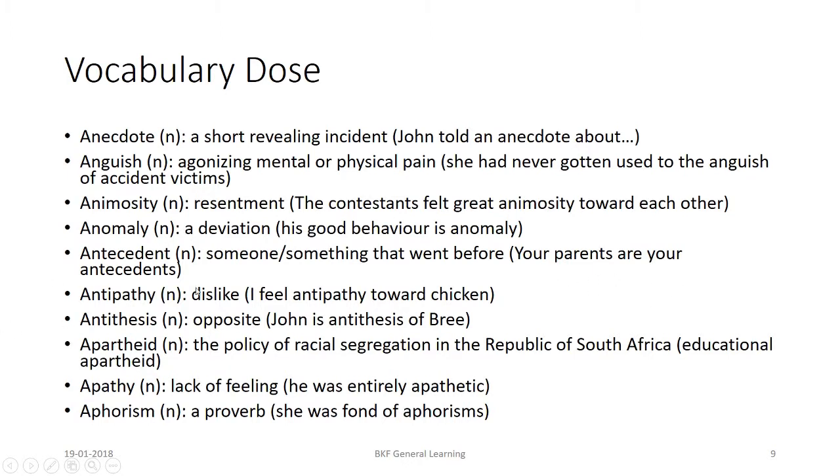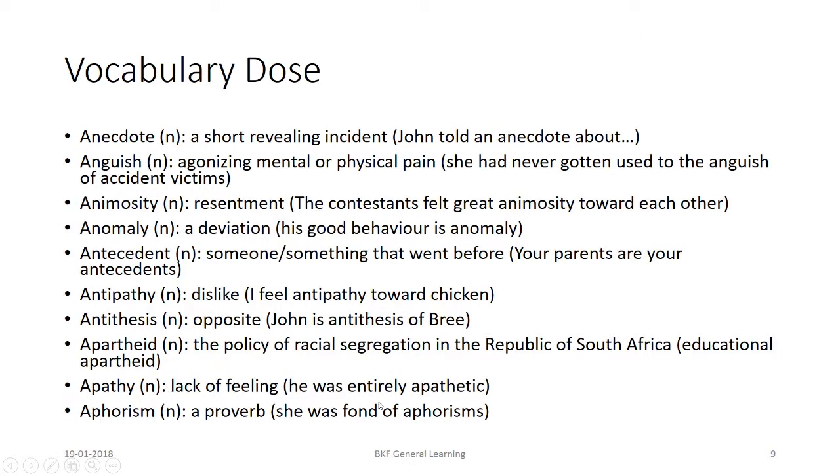Next word is antipathy. It's a noun. It means dislike. I feel antipathy toward chicken. Antithesis is a noun. It means opposite. John is the antithesis of Brie. Next word is apartheid. It's a noun. It's the policy of racial segregation in the Republic of South Africa. This word can be used in the context of education. So, educational apartheid.